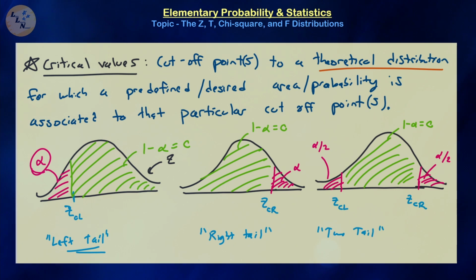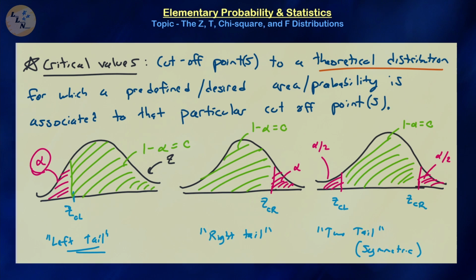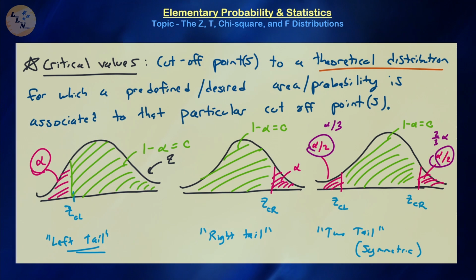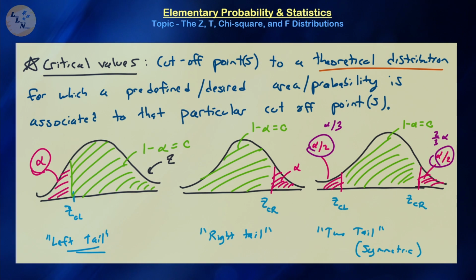Now, although this picture does not look symmetric, usually when we talk about two-tailed tests, we're talking about symmetric cases. It's not necessary that these tails be equally weighted. For example, that could be alpha over 3, and that could be 2 alpha over 3, such that the total of those tails is equal to alpha. That would be called an asymmetric two-tailed test. We're not going to be talking about those at least in the near future, but for now, keep in mind the tails do not need to be equally weighted.